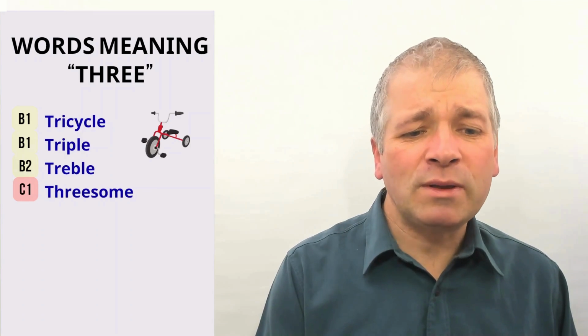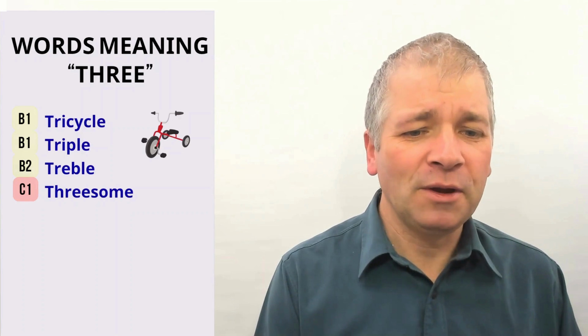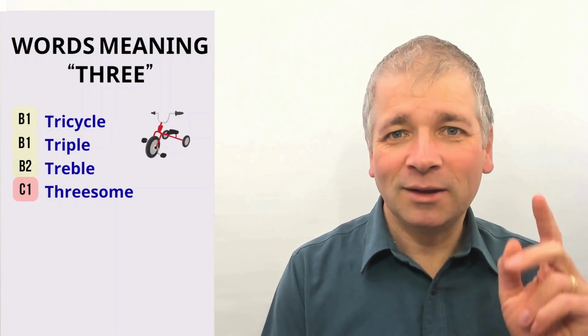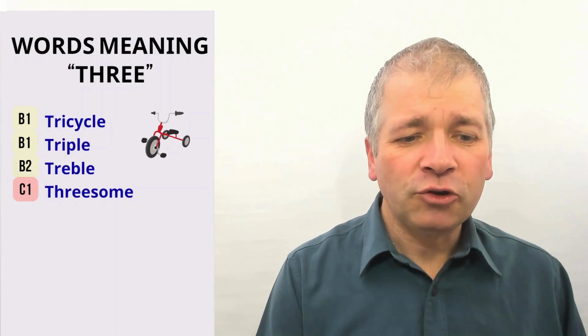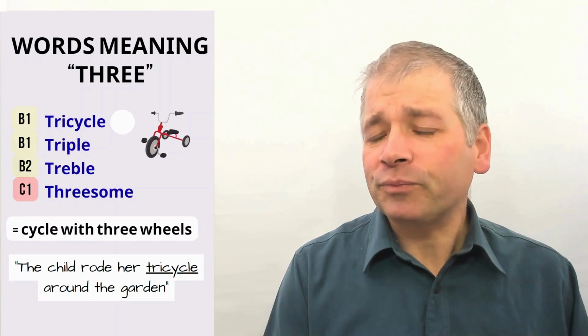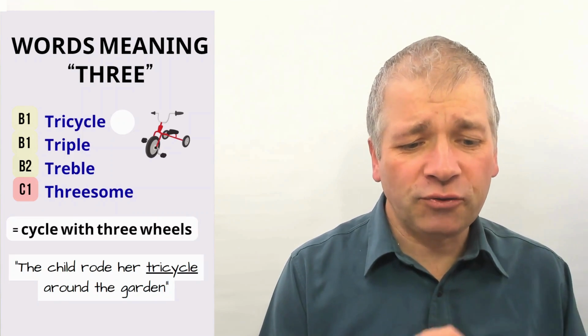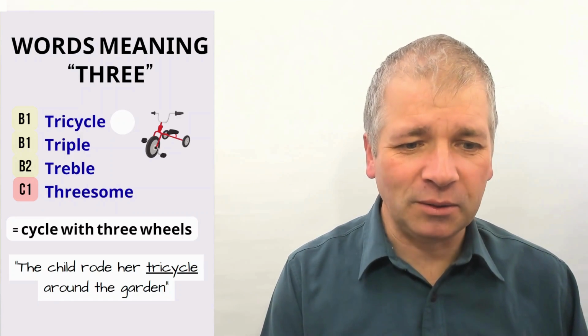There are some words that also mean 3 when you see them, and in particular when we see TRI before words, but some others as well. So tricycle, this is a bike with 3 wheels. So remember unicycle 1 wheel, bicycle 2 wheels, tricycle 3 wheels. Triple and treble. So here was the example for tricycle. The child rode her tricycle around the garden. So this is how we would use tricycle.